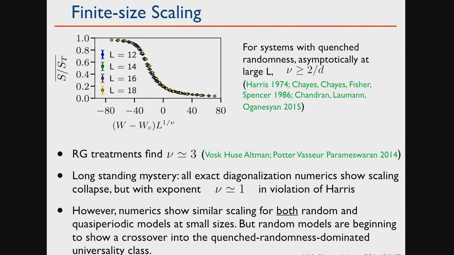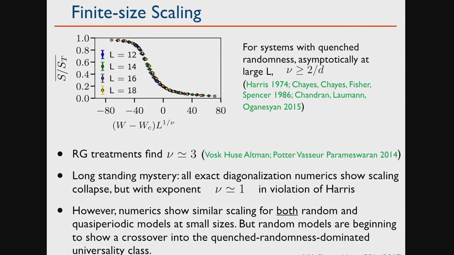And there are bounds on this nu, which say that for systems with randomness, nu has to be greater than or equal to 2 in one dimension. Indeed, all renormalization group treatments of this transition do find nu approximately 3, consistent with this bound. But almost every exact diagonalization study of the transition that's been done so far has seen nu approximately 1, in violation of this. It's not that numerics are not seeing any scaling, because you could think maybe the system is just too small. They do see some hints of scaling, but with a completely different nu.